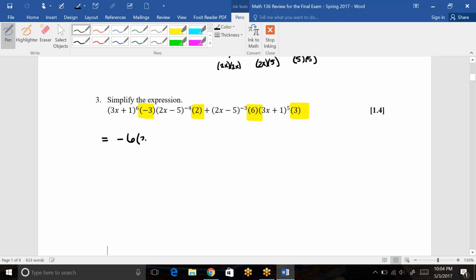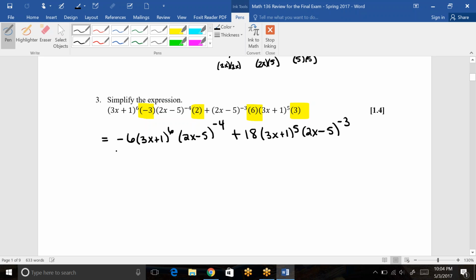Bring down everything else from that first part. So 3x plus 1 to the 6th, and 2x minus 5 to the negative 4. 6 times 3, because there's my plus sign, would be 18. And then bring everything else down. 3x plus 1 to the 5th, and 2x minus 5 to the negative 3.